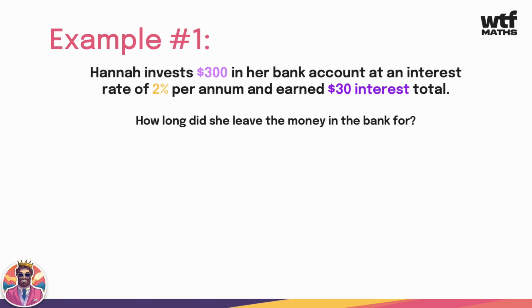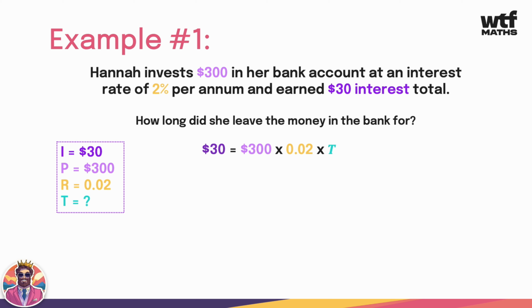The first thing I like to do is just work out what's missing. So if I write down my numbers, I know that the interest is $30, the principal's $300, and the rate's 2%, which we write as 0.02. So my missing variable this time is time. So to start working this out, I'm going to fill in all that I know.